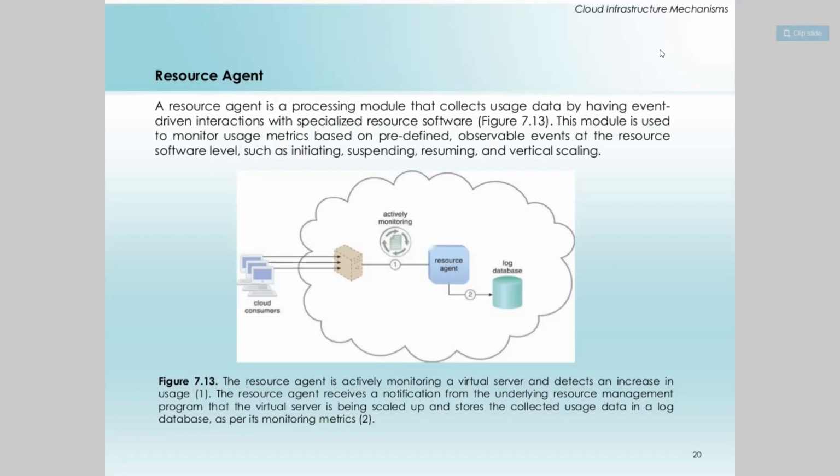In your screens you can see the diagram. There is a cloud consumer and a virtual server. There is a software running which is doing the monitoring activity, which was your previous monitoring agent. This monitoring agent is connected to the resource agent. Whatever activities are being monitored are also checked against all the resources you have used so far, whatever software you asked for, and whenever you initiated, resumed, or suspended. Everything will be saved at the end into your log database, all the successful data.